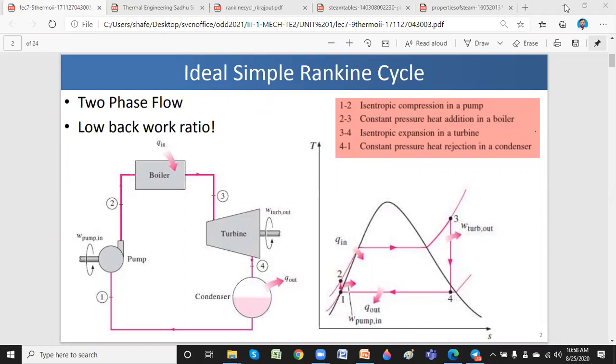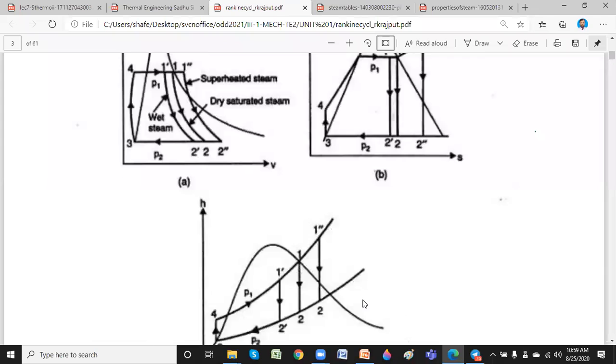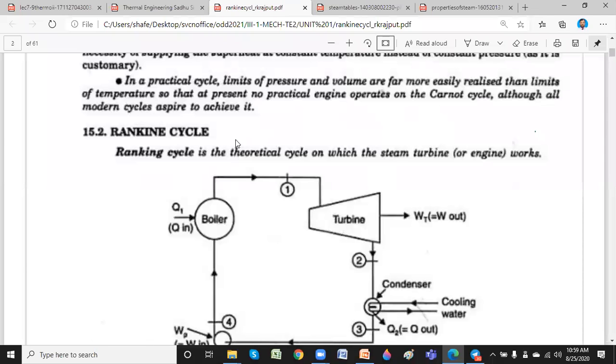I hope you understood the concept here. I'll explain it with a simple problem. Just see. Now, what I explained is available in one of the textbooks for you. This is basically your Rankine cycle, what I explained just now.